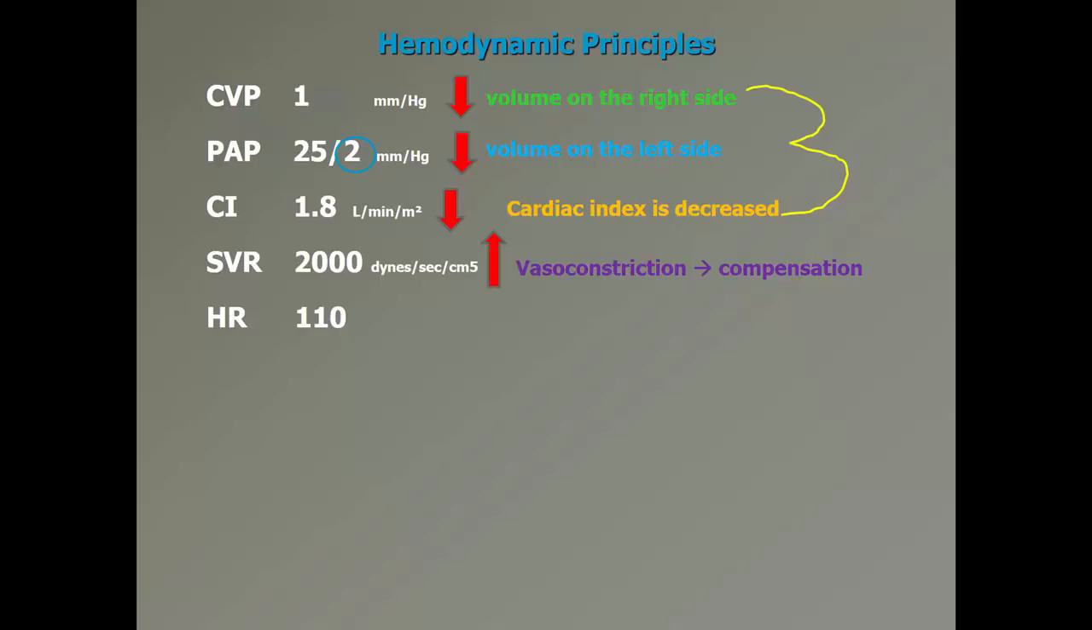Well, we can tell that normal is 60 to 100, and the heart rate is elevated. So why would the heart rate be elevated? Well, again, the answer is the same. It is because of compensation.